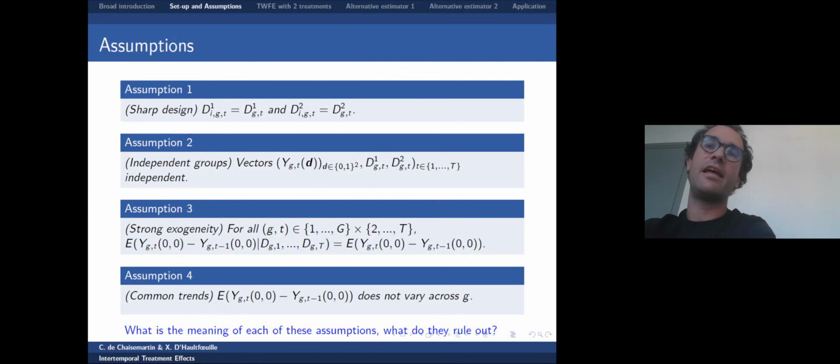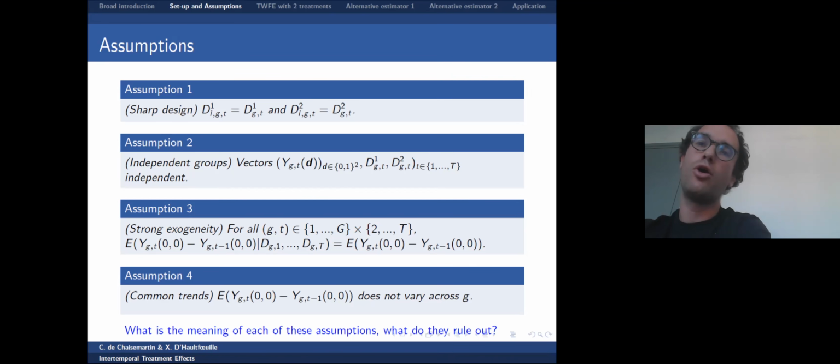Everyone in the same state and year faces the same laws. Then I'm going to assume that the vectors of potential outcomes and treatments of every group are independent, so that I'm allowing for serial correlation within group.